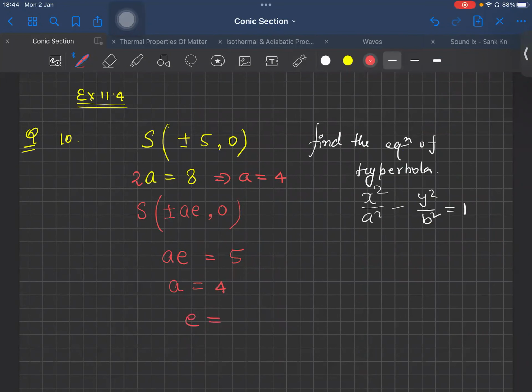So E will be equal to 5 upon 4. Now you know the value of E. How do you find eccentricity? Square root of 1 plus B square upon A square, that is, B by A whole square. Now eccentricity you have already got. Find the value of B.